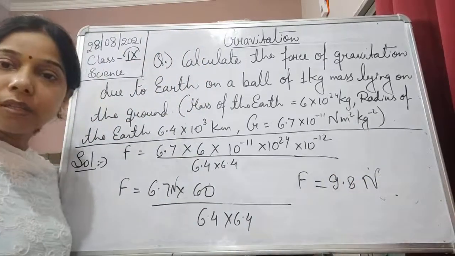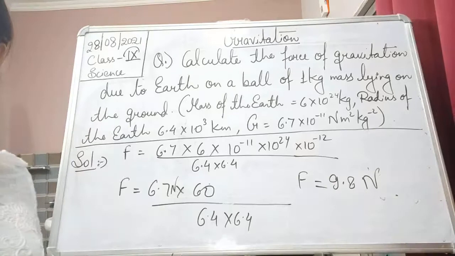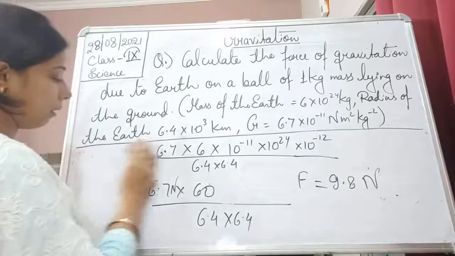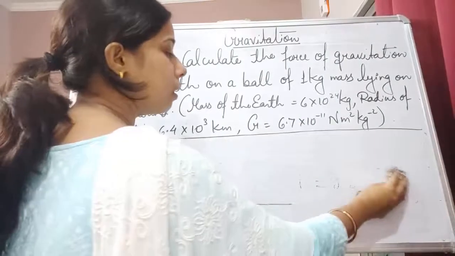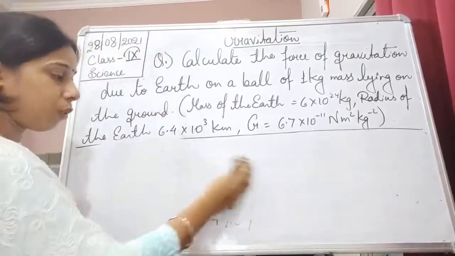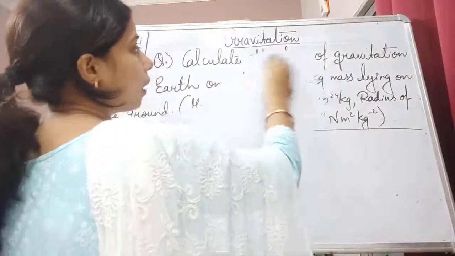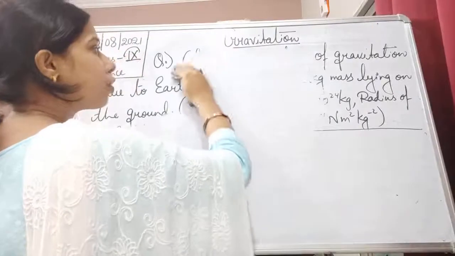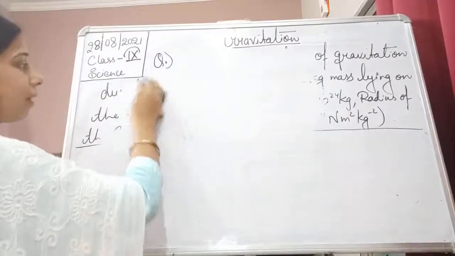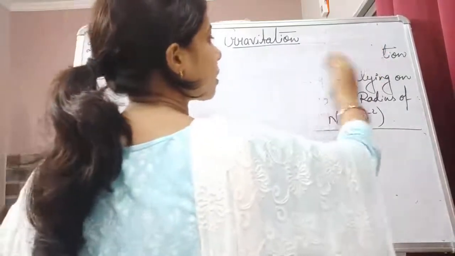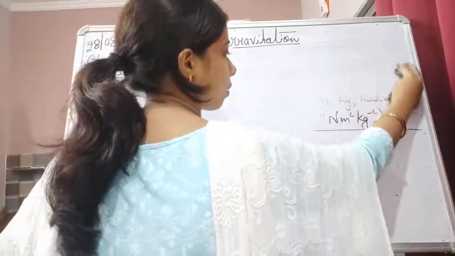Okay, 9.8 Newton will be the answer. Now let us see another example here in which one of the masses is larger than the other. Whenever a question is asked in which the masses of the two objects and the radius are given, it will be easy because the gravitational constant is known to us. With the help of this formula, we are able to get the force of attraction existing between the two objects.